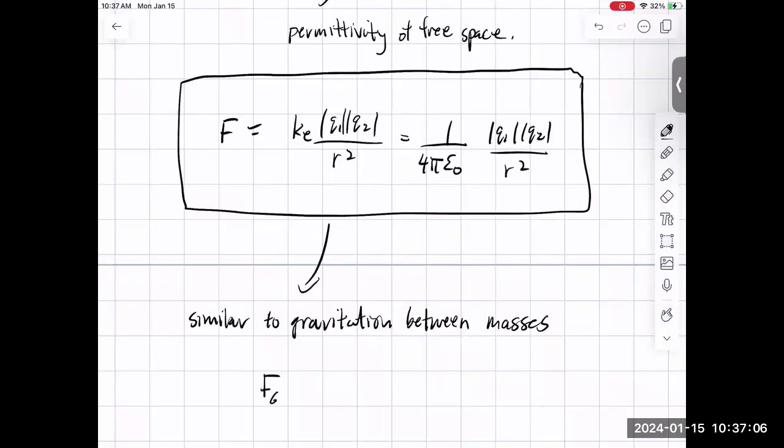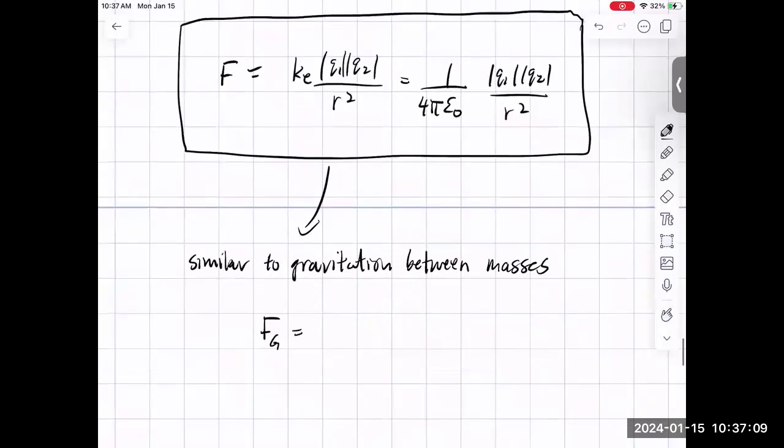So if I was to write the gravitational force between the Earth and the Moon, I would say there's some constant G, which is the gravitational constant. I don't care what its value is right now. But then instead of a product of charges, we have a product of masses. So we would have the mass of the Earth times the mass of the Moon. And then we would divide by the distance between them, say, their centers. And that would be r squared. And so the gravitational force is similar to the form of Coulomb's law.